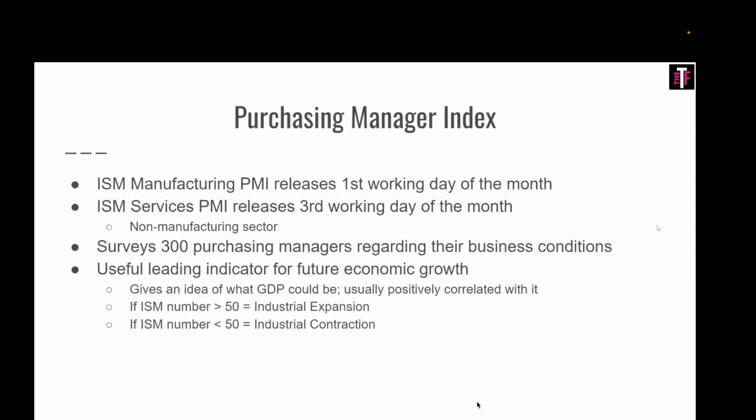So now what we're going to do is move to the individual economic indicators and give more insight into them. First, we're going to start off with the first thing of the month, the Purchasing Manager Index. Like I've said before, you have the ISM Manufacturing PMI, which is released on the first day of the month, and the ISM Services PMI, which releases on the third working day of the month. The services PMI is the non-manufacturing sector, so it doesn't include, like, the automobile industry.